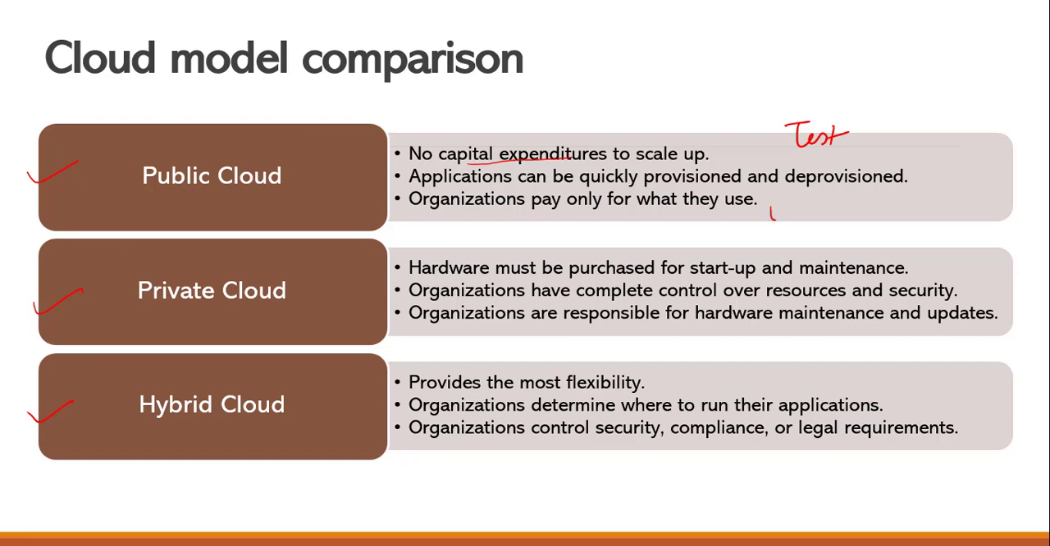Organizations pay only for what they use. So if you are working in a company and using AWS cloud or Azure cloud, you have to pay as per the charges set by those cloud providers, right? Coming to private cloud, hardware must be purchased for startup and maintenance. That is a capital expenditure. Organizations have complete control over resources and security. Organizations are responsible for hardware maintenance and updates, so all of these you have to take care of. But that's not the case with public cloud. In a hybrid cloud scenario, this provides you the most flexibility. Organizations determine where to run their applications, and control security, compliance, and legal requirements. Right? So let's move ahead.